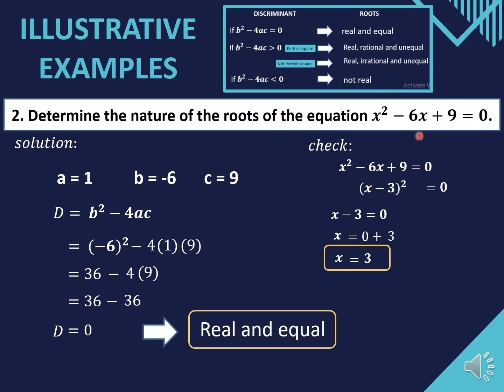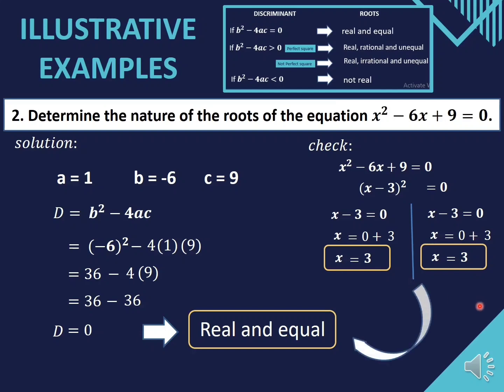Pero since ito ay naka-square, kaya nga equal, ibig sabihin, parehas lamang yung ating magiging sagot. So, ibig sabihin, meron pa tayo dito x minus 3 na isa pa, and that will result also to x is equal to 3. If you notice, they are both real numbers. Ang 3 ay real number. And they are equal. So, ibig sabihin, isa lang yung sagot natin dito, which is 3.